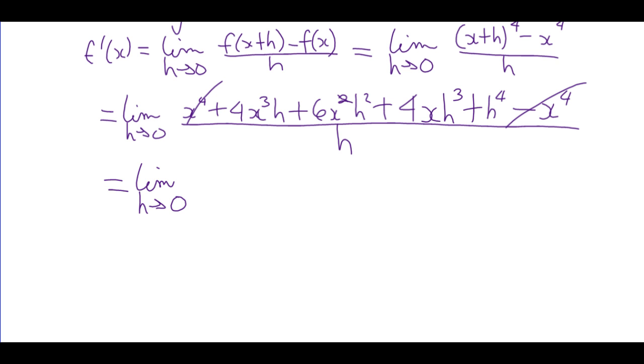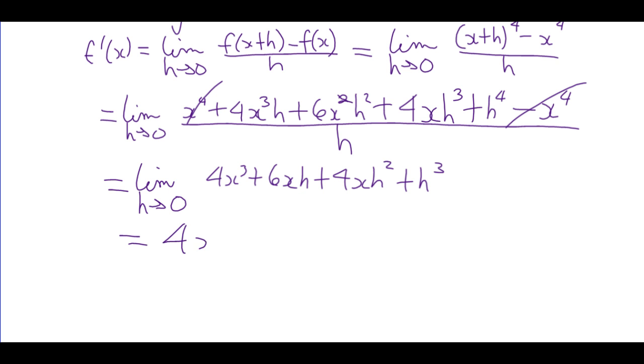As h approaches 0, I'm going to divide everything by h, so here we're going to get 4x cubed plus 6xh plus 4xh squared plus h cubed. Right? So h divides out. And now, what's going to happen to all the terms with an h as h goes to 0? They're going to go to 0. So what are we left with?